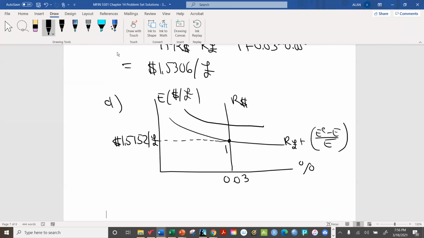So we'll call this R1, because that's the original British rate of interest. And so finally, at our new equilibrium point, we have a higher exchange rate. The US dollar has weakened. It has depreciated up to 1.5306 per pound. And that's because of this change in the UK rate of interest.